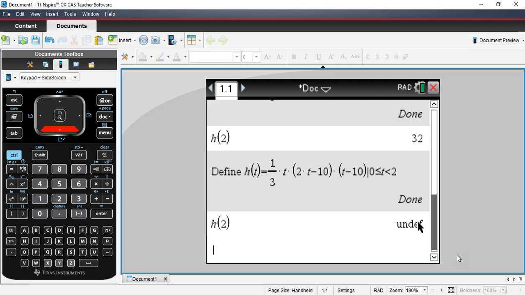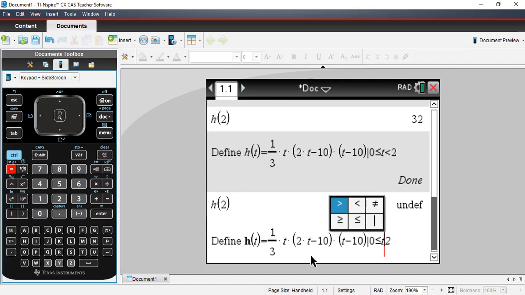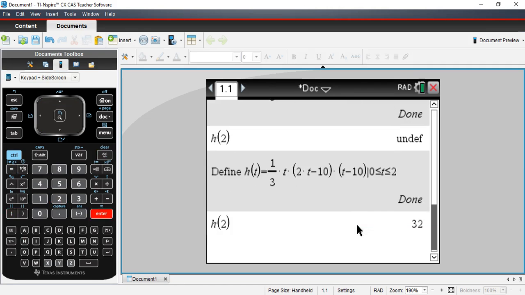And if you're not confident with restriction, you maybe start with no restriction and then work from there. So I need to fix this by putting less than or equal to, and then I have h of 2 is 32 again. So be careful with the restriction. It's going to cut off some values if you get it incorrectly.